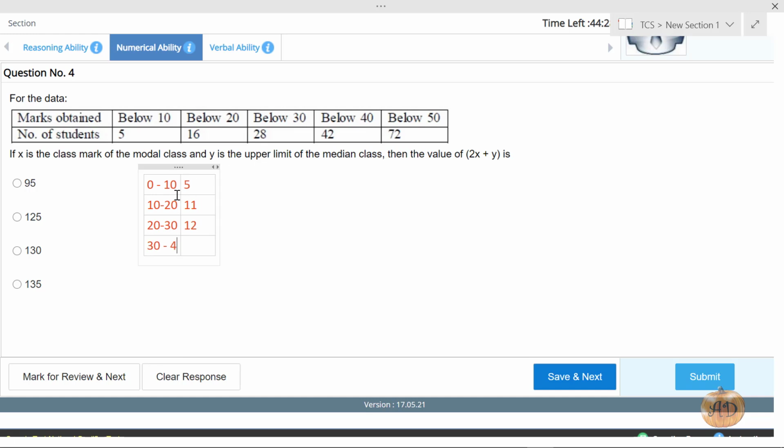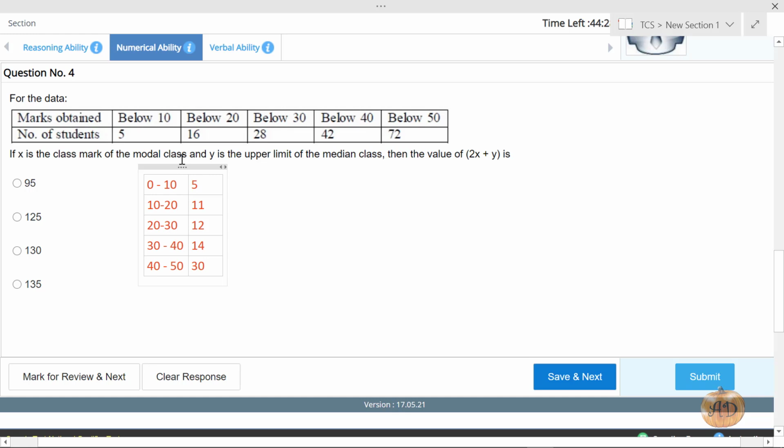30 to 40, it will be equal to 42 minus 28, that is 14. And then 40 to 50, it is equal to 72 minus 42, that is equal to 30. Okay, why 0 to 10, 10 to 20?